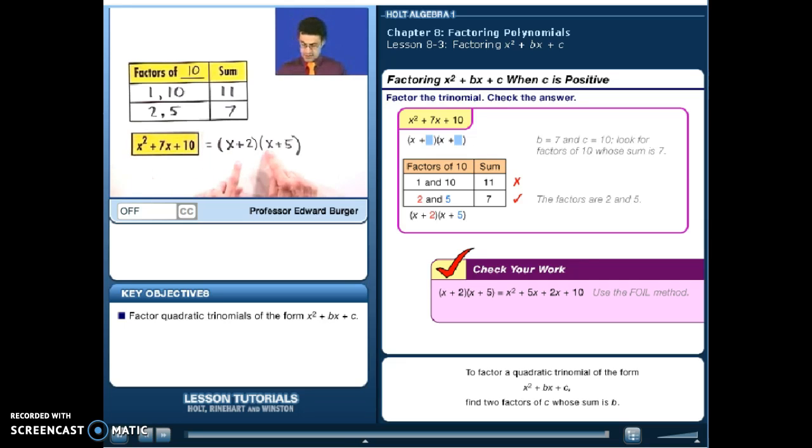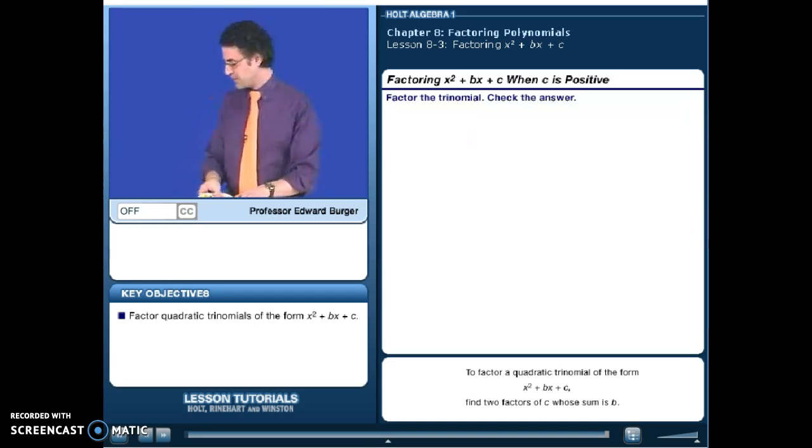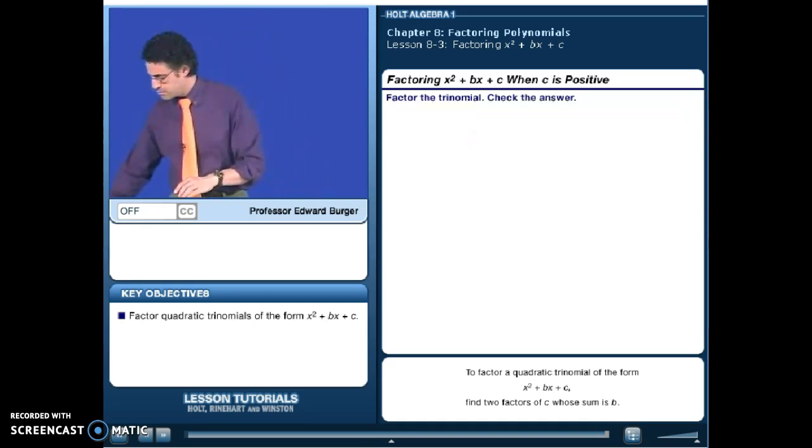X times x, x squared. Outer terms, there's the 5x. Inner terms, that's the 2x. 5x and 2x give me the 7x because their sum is 7. 2 times 5 is 10. This works. So now we're starting to develop a systematic way of the guess and check philosophy. Let's try another one together.